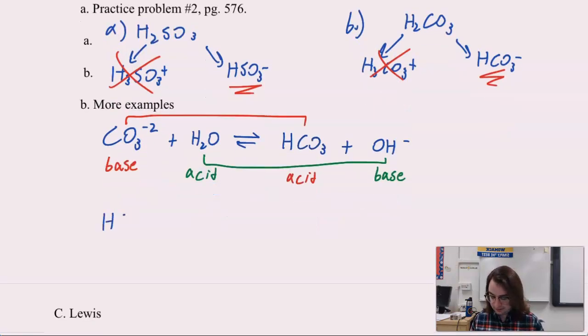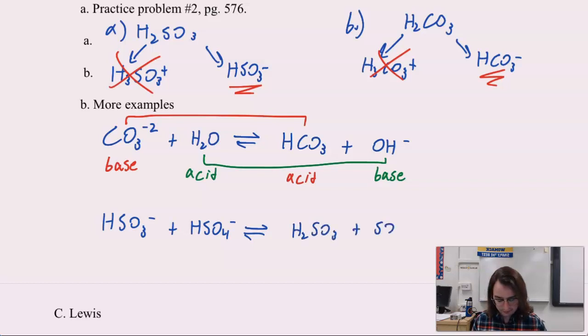Let me write you up one. HSO3- plus HSO4-. And that's going to react to give us H2SO3 and SO4 2-. Do the same thing that we just did. Kind of try and connect them and determine which one's the base and which one's the acid. Come on back when you're done.